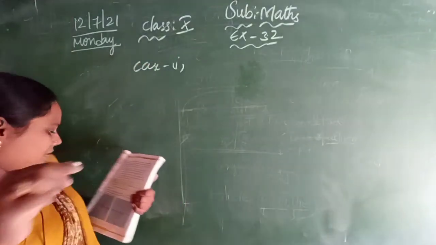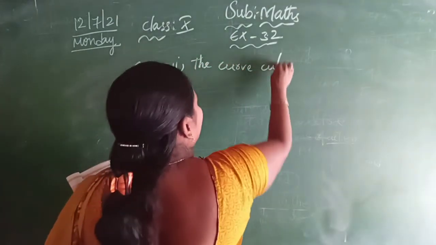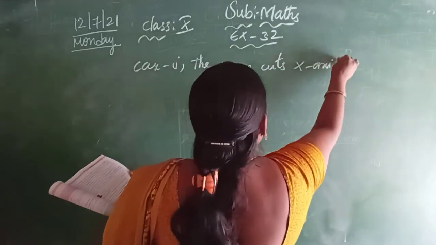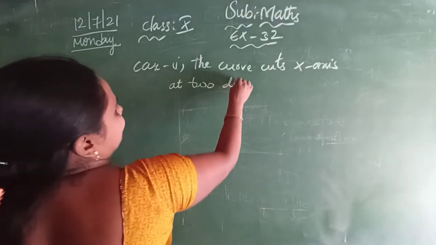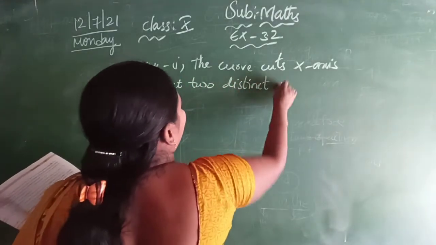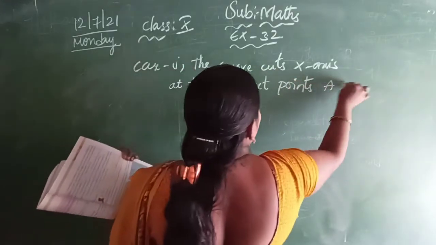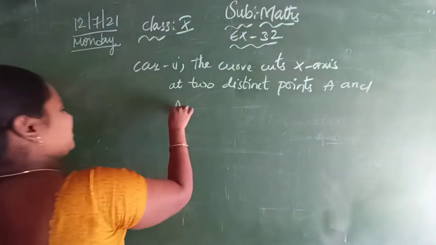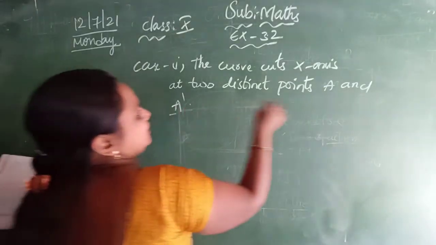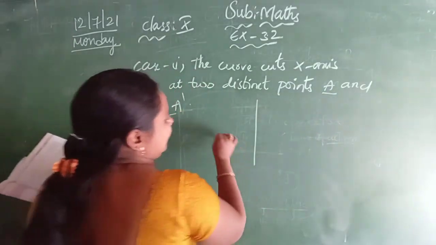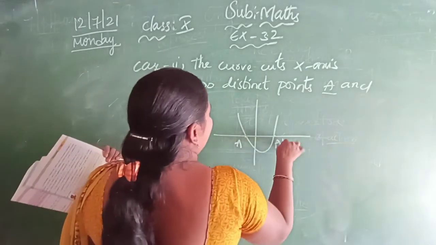Case 1 is nothing but the curve cuts the x-axis at 2 distinct points, A and A dash. In this case, what happened? The curve is cutting at 2 distinct points, A and A dash. This is the A point. This is the A dash point.